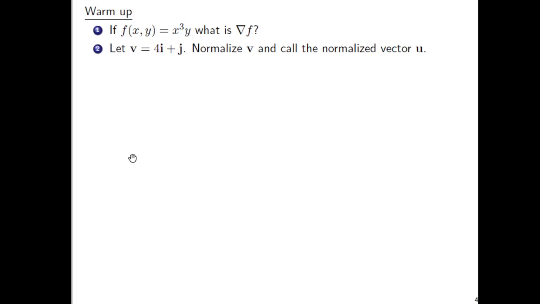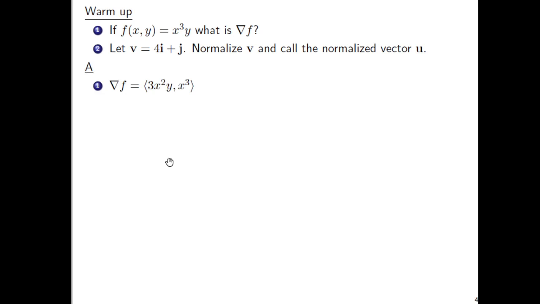Let's do a quick warm-up, both as a review and because it will be useful in just a moment. Part one: if f of x comma y equals x cubed times y, what is the gradient of f? And then part two: take the vector with components 4 and 1, a two-dimensional vector, normalize this vector v, and then call the normalized vector u. And neither part is too bad, right?